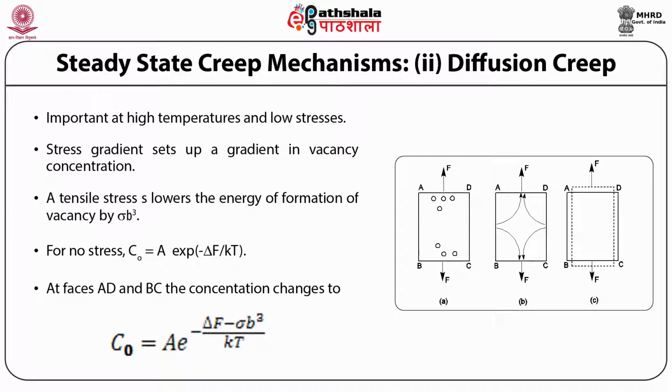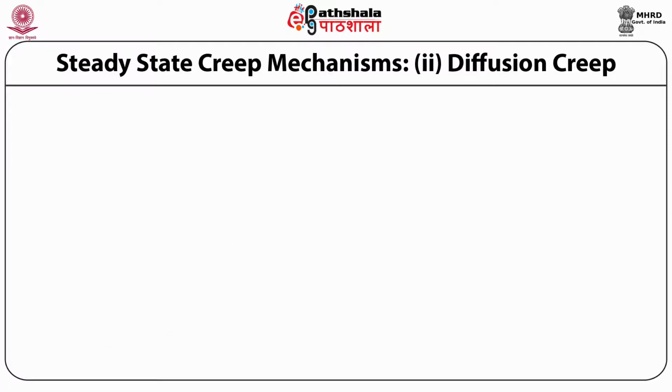Part B, there is a flow of atoms from faces AB and DC to faces AD and BC. Part C shows that this results in a creep deformation. So continuing our discussion over creep by diffusion.